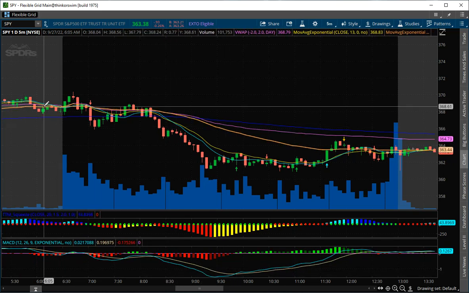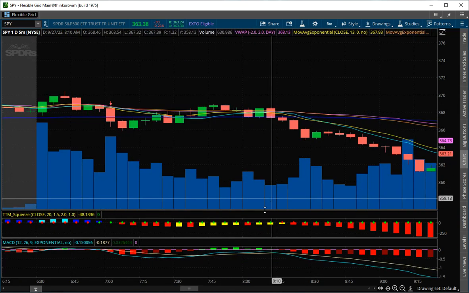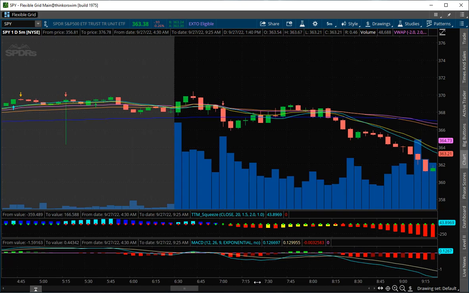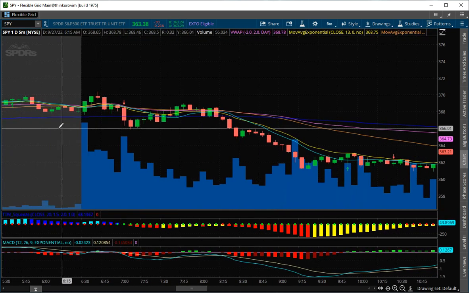Now, I'm going to zoom in here because you can't be too zoomed out, because you can't really see what's going on. Let me shorten these up. There we go. All right, so as you can tell, as the day goes on, you know that I start marking levels.